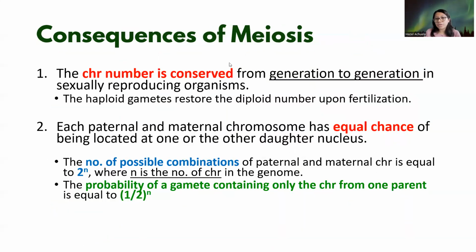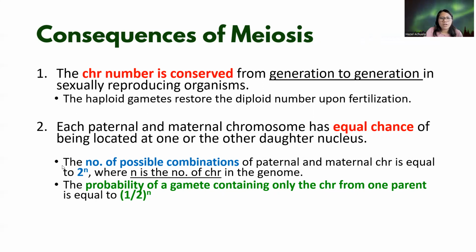So, the consequences of meiosis, na-conserve yung chromosome number. Ma'am, na-conserve yung chromosome number, pero na-half naman, naging haploid naman from diploid. The chromosome number is conserved if fertilization happens. Okay, so chromosome number is conserved from generation to generation. Yung namang mitosis, the chromosome number is conserved from cell to cell. So, the same from cell to cell. Okay? So each paternal and maternal chromosome has equal chance of being located at one or the other daughter nucleus.